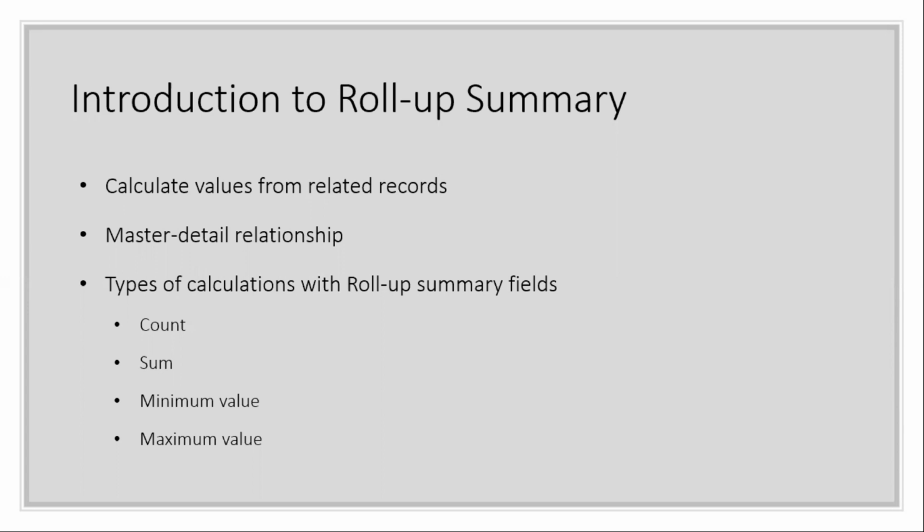And the types of calculation supported by roll-up summary fields are count and sum. You can get the minimum value or you can get the maximum value.